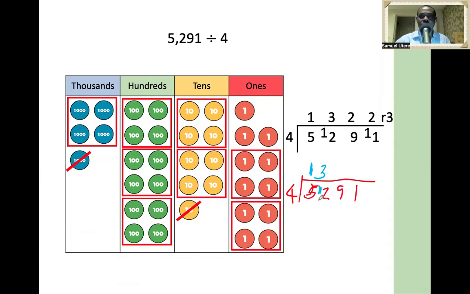You move on here. 9 divided by 4 is 2. You have a remainder of 1. You put your 1 here. It's now 11. 11 divided by 4 is 2. And you have a remainder 3. So you see what we've done. We've done this really quickly. Now that you know why we're doing what we do, we don't need to think about the place value chart anymore. We just do our carry to the right, as we divide along, starting with the highest place value.